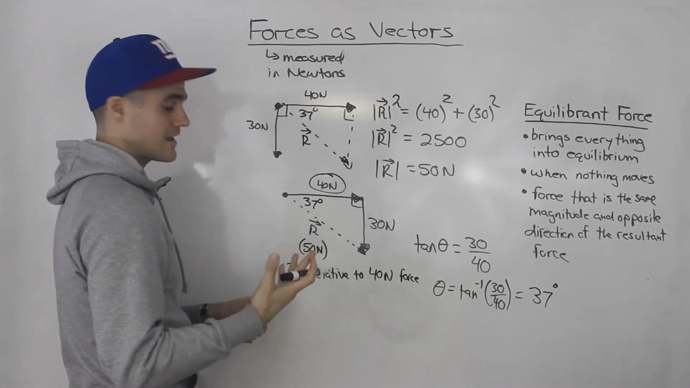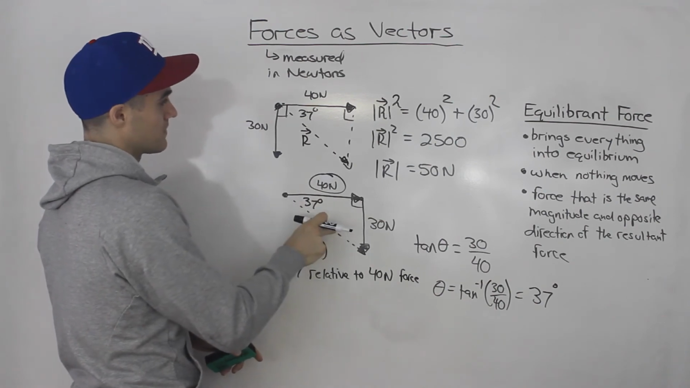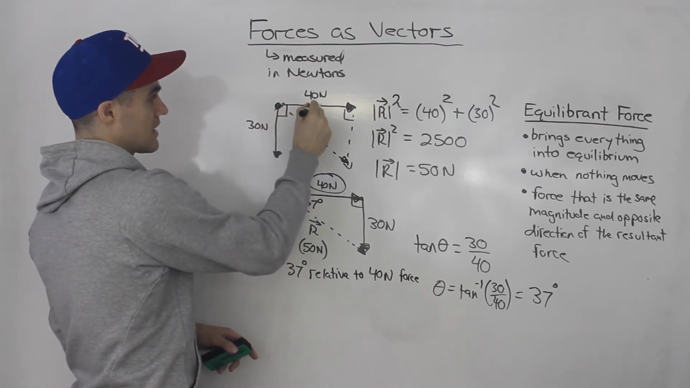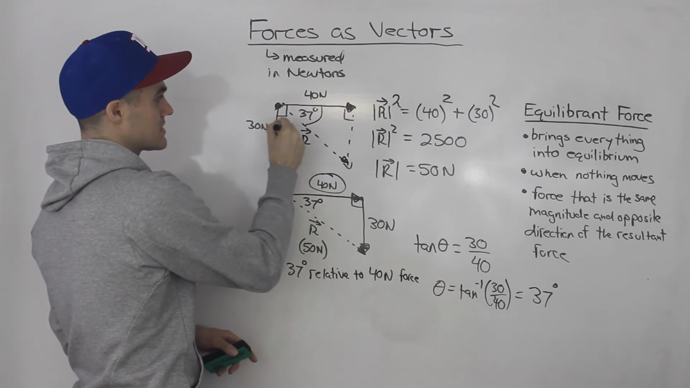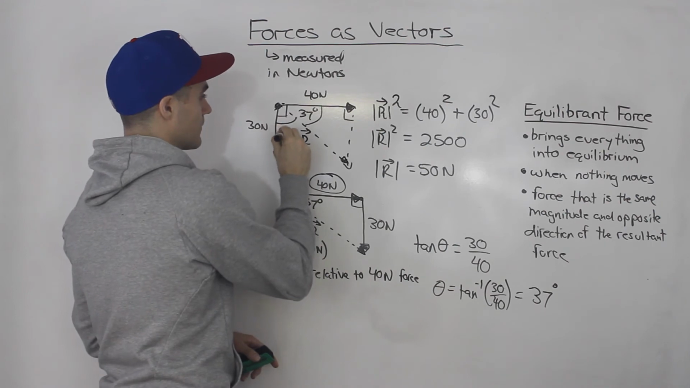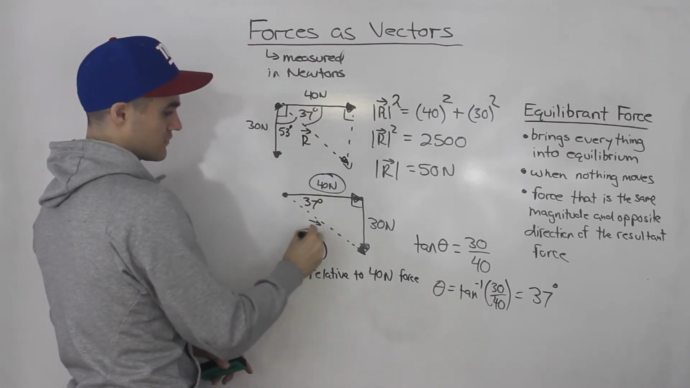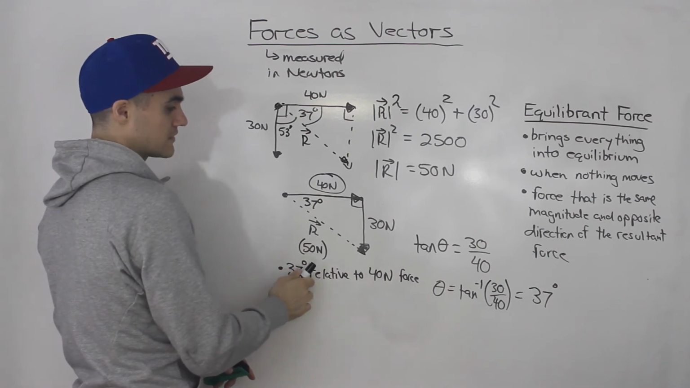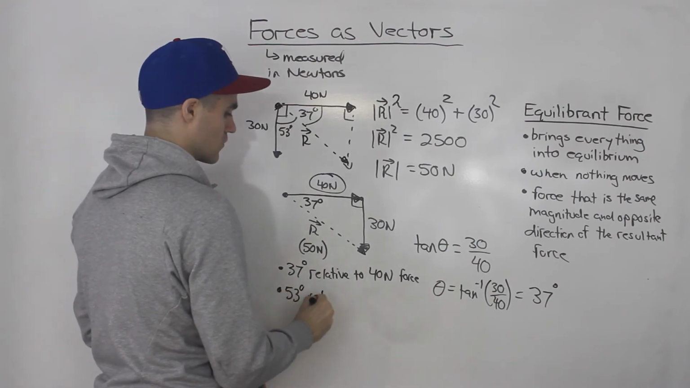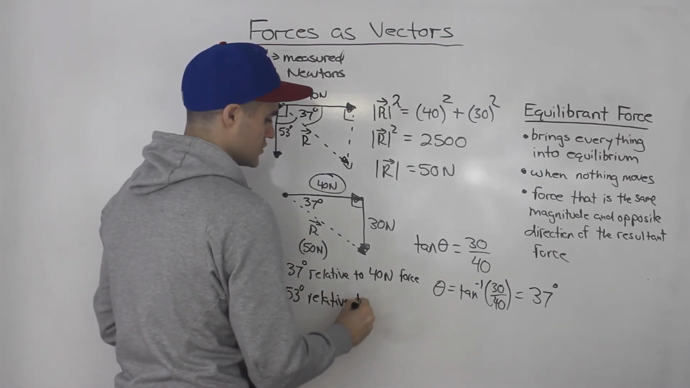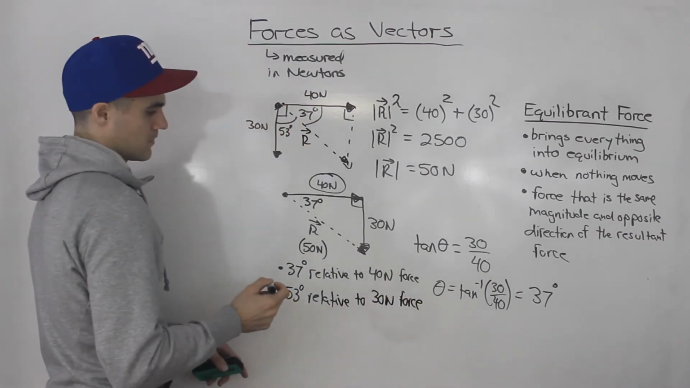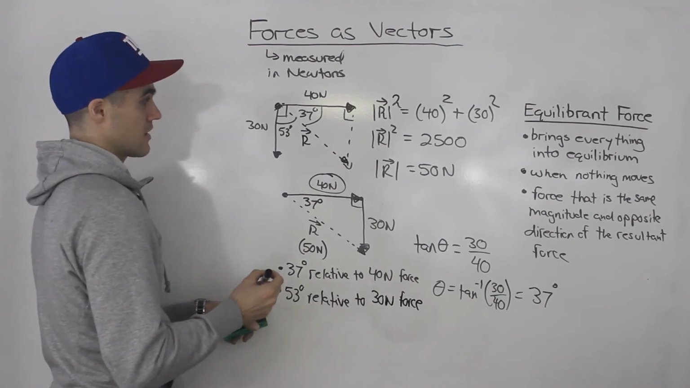Now, we could have also stated the direction of this resultant vector relative to the 30 Newton force. So notice that this is 90 degrees. If this angle is 37, then what's this angle going to be? Well, it's just going to be 90 minus 37, which would give us 53. So you can state the direction of this resultant either 37 degrees relative to the 40 Newton force, or you can say 53 degrees relative to the 30 Newton force. Right? But either way, it's the same thing.